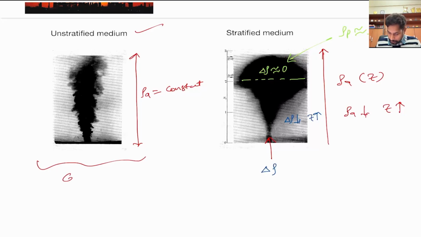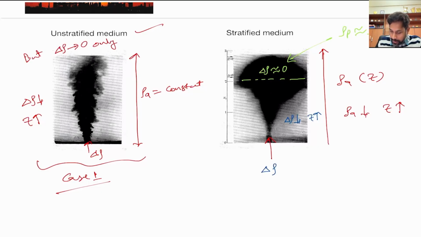Whereas in case of unstratified medium, in case 1, right, rho a is constant, so whatever delta rho you inject the fluid plume with, delta rho also decreases as z increases, but delta rho tends to 0 only as z tends to infinity. So theoretically it will become 0 only at infinite height, right? And that's why the plume in unstratified medium continuously rises up, whereas in case of a stratified medium it stops after rising to a certain height.